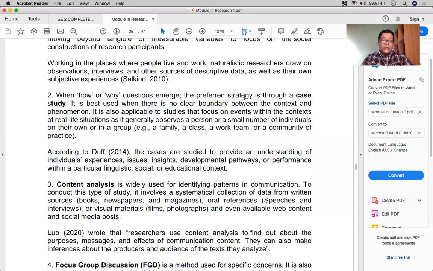So from the word itself, content analysis, you will do a rigorous analysis or examination of the contents of a specific genre or text. So Luo in 2020 wrote that researchers use content analysis to find out about the purposes, messages, and effects of communication content. They can also make inferences about the producers and audience of the texts they analyze.